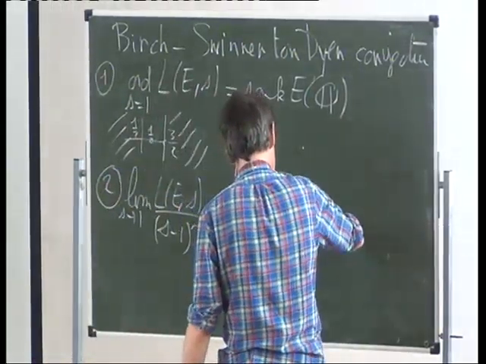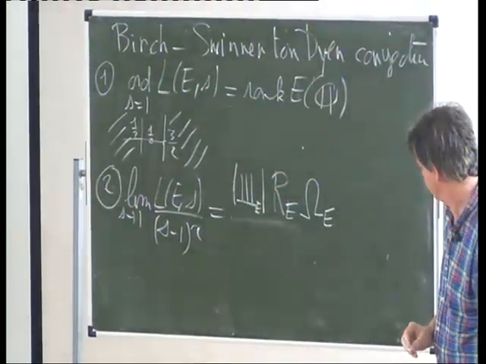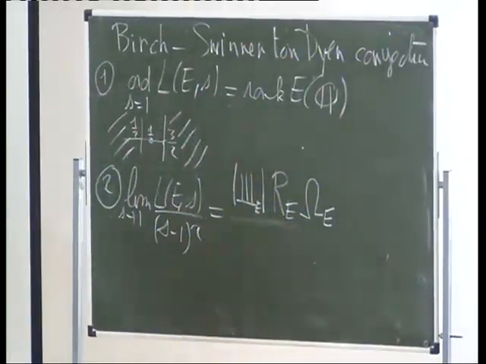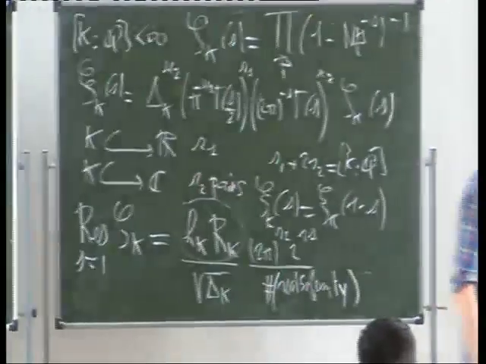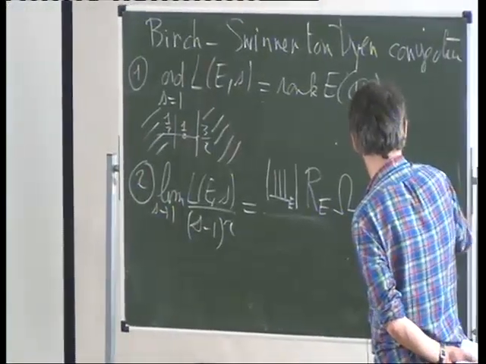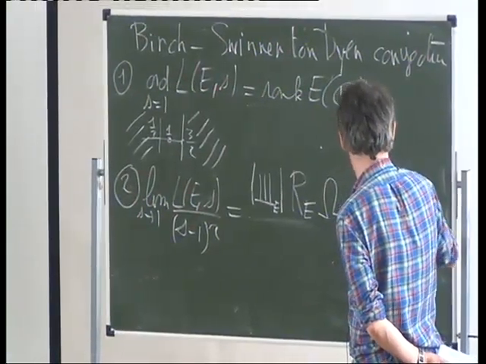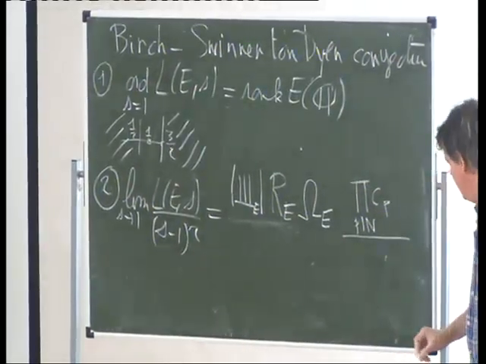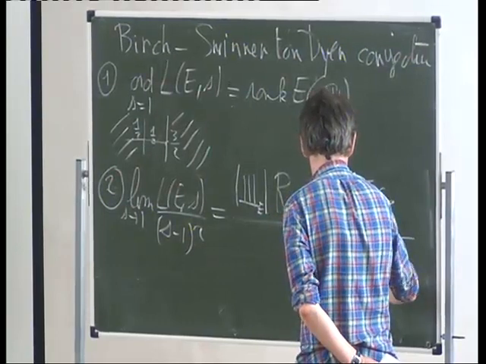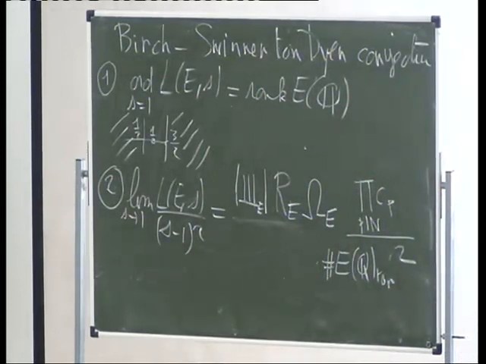You have a period. So that's really like 1 over the square root of the discriminant. And then you have, let's say, small terms. So the small terms here is some product for p dividing N. And you have here the number of torsion points to the square.